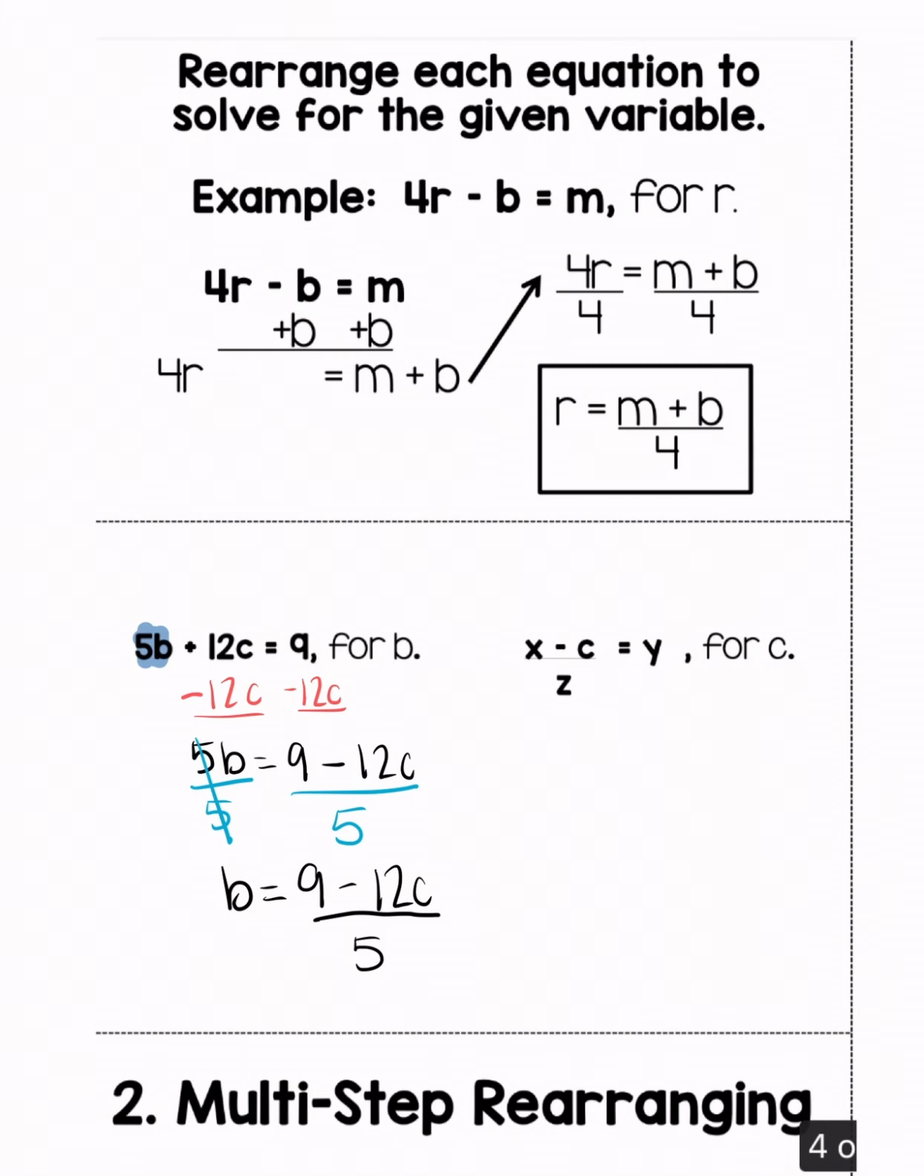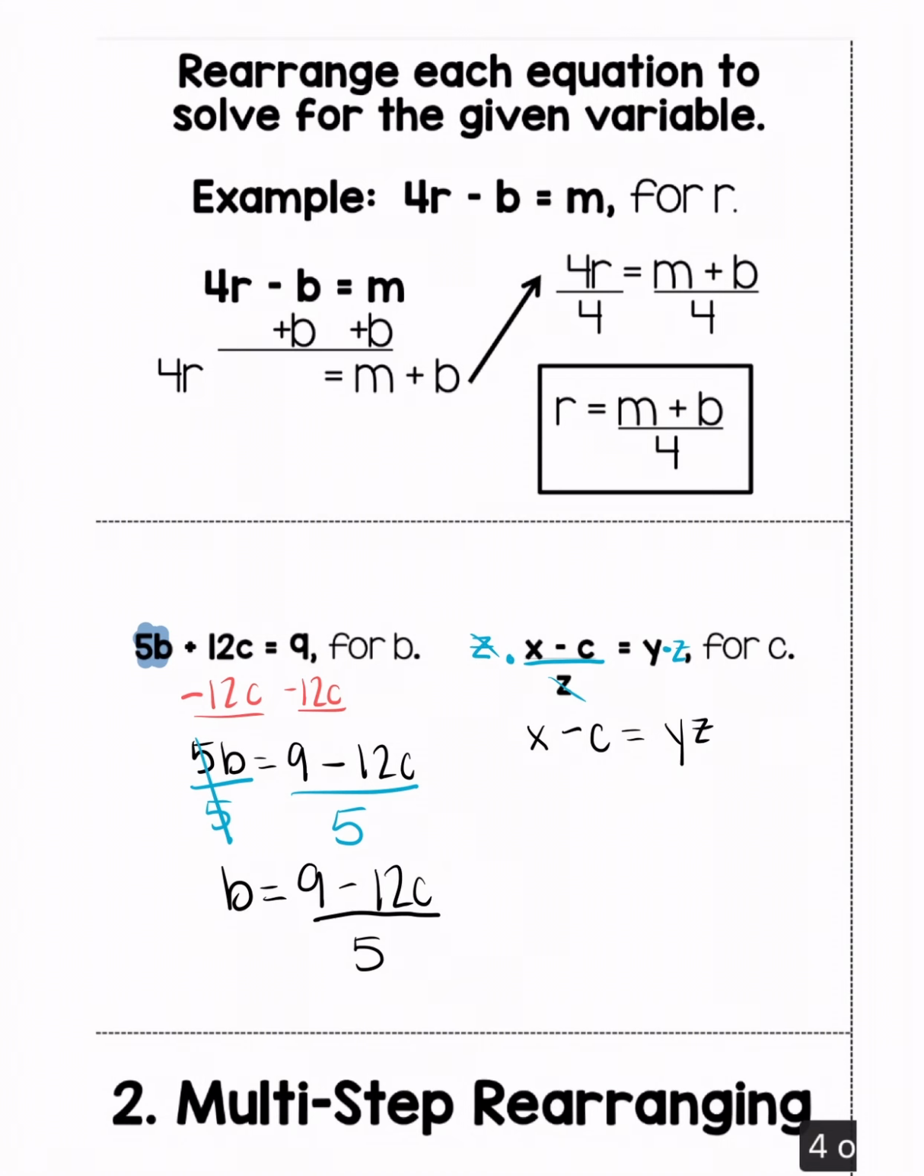Now the second one, x minus c divided by z equals y. The first thing I want to get rid of is this divide by z. To do that, I have to multiply both sides by z, right? That's going to get rid of that. So then I have x minus c is equal to yz, because that's multiplication.